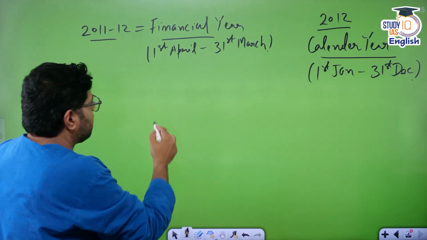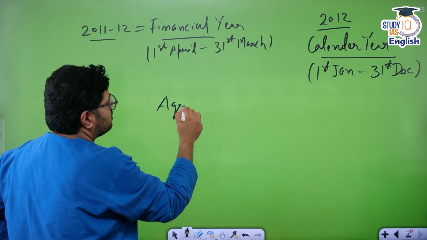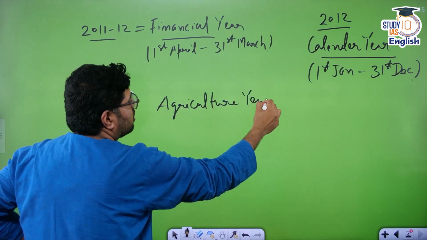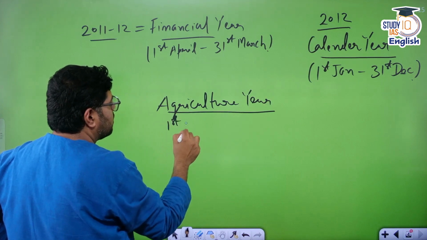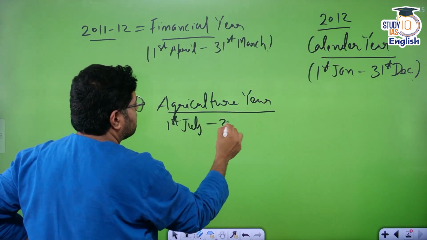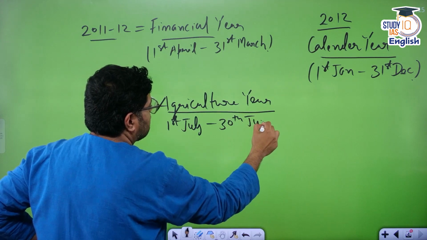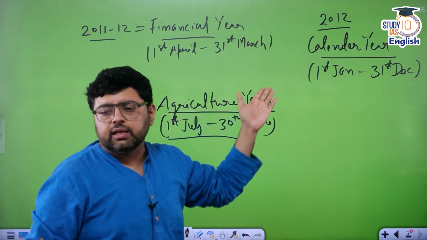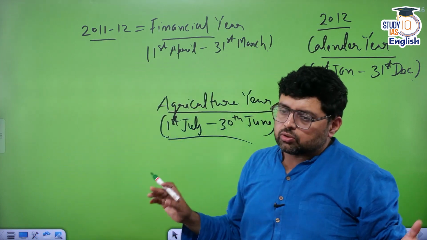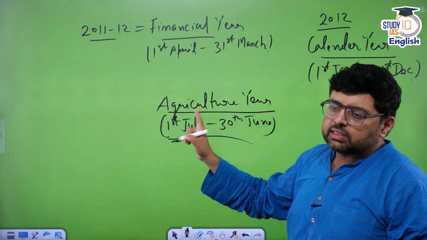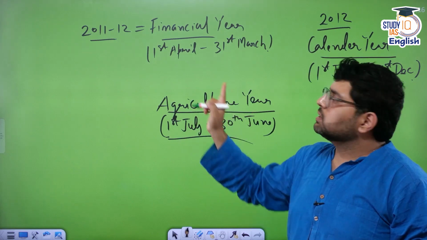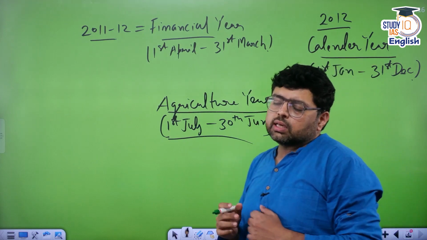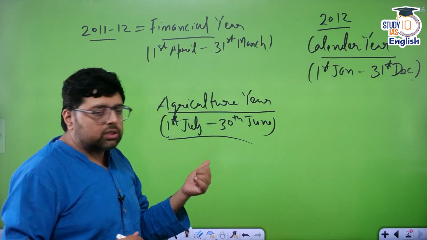Okay. Similarly, we have another year, that is agriculture year. So when we study agriculture, there we'll talk about agriculture year, which starts from 1st July till 30th June. So in economy there are 3 years: financial year, calendar year and agriculture year. Clear? So ultimately we have 3 years, but the base year for WPI is 2011-12, whereas the base year for CPI is 2012.